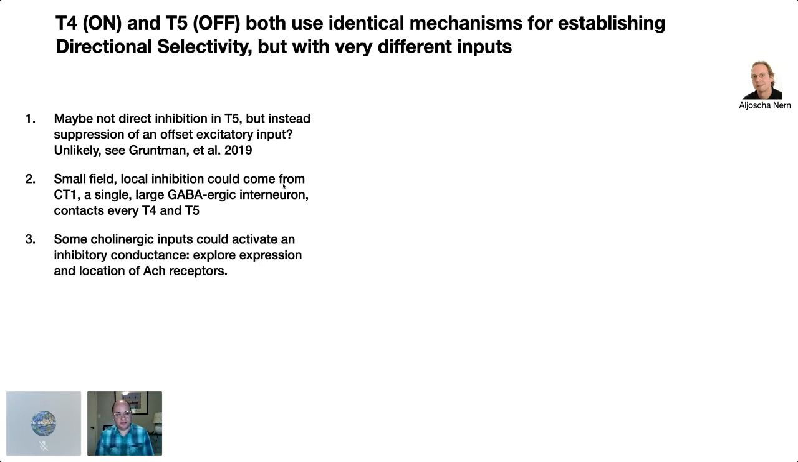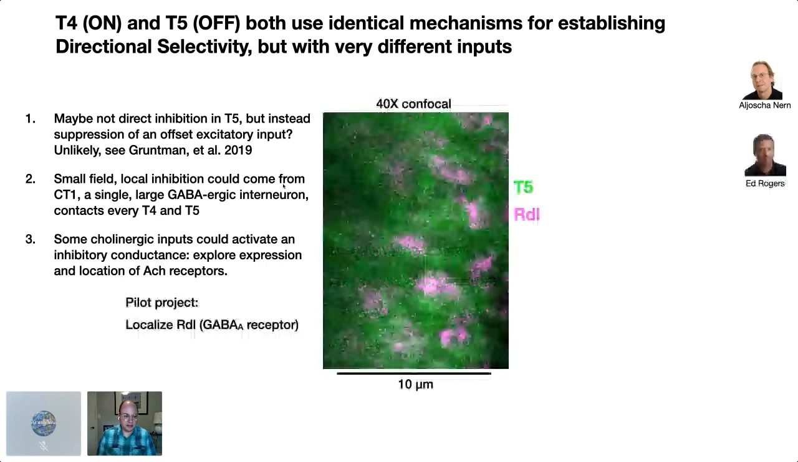And then the last possibility I was just going to mention, and hopefully show some pretty pictures before we take our break, is that some of the cholinergic inputs could activate an inhibitory conductance. So this would be an exotic, as far as I know, undescribed mechanism. But you know, the fly genome, and actually these T4 and T5 neurons, contain many acetylcholine receptors that have not really been well characterized. And so we do not have an answer to that either, but I just wanted to mention a pilot project we've been doing in the lab using existing tools, which was to just try to localize RDL, which is one of the GABA-A receptors, a chloride channel in flies, which is known to mediate fast hyperpolarization.